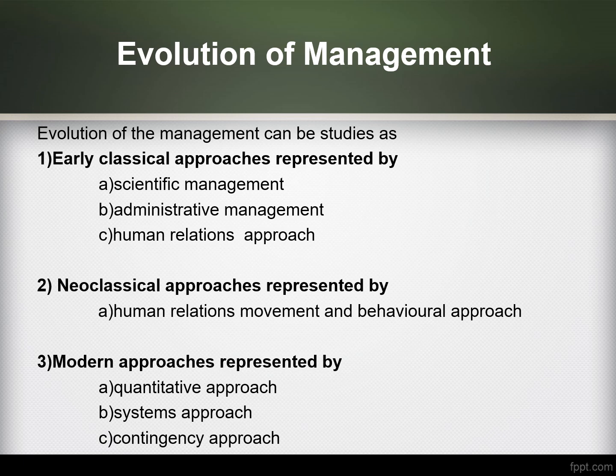Neoclassical approaches are given by the human relations movement and the behavioral approach. Then modern approaches are represented by the quantitative, systems, and contingency approaches. So the evolution of management includes early classical, neoclassical, and modern approaches. Early classical includes scientific, administrative, and human relations. Neoclassical includes human relations and the behavioral approach. Modern includes the quantitative, systems, and contingency approaches.